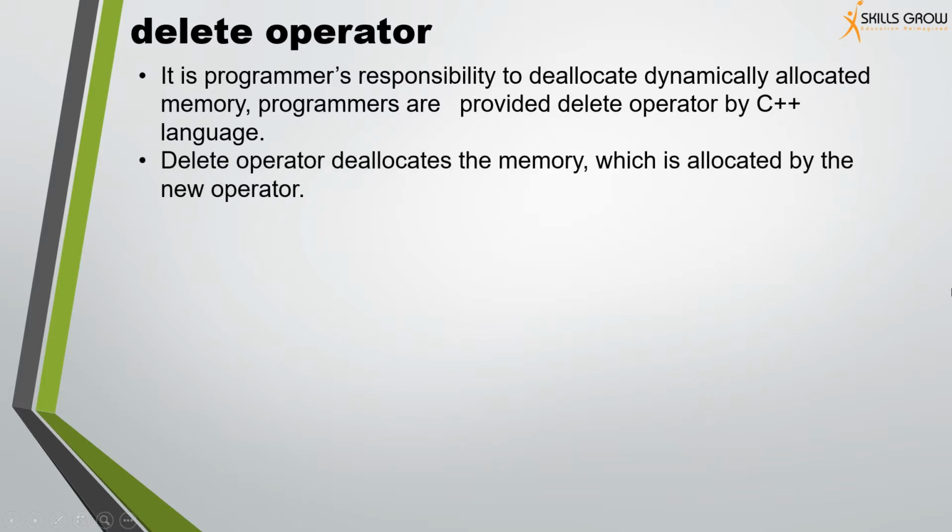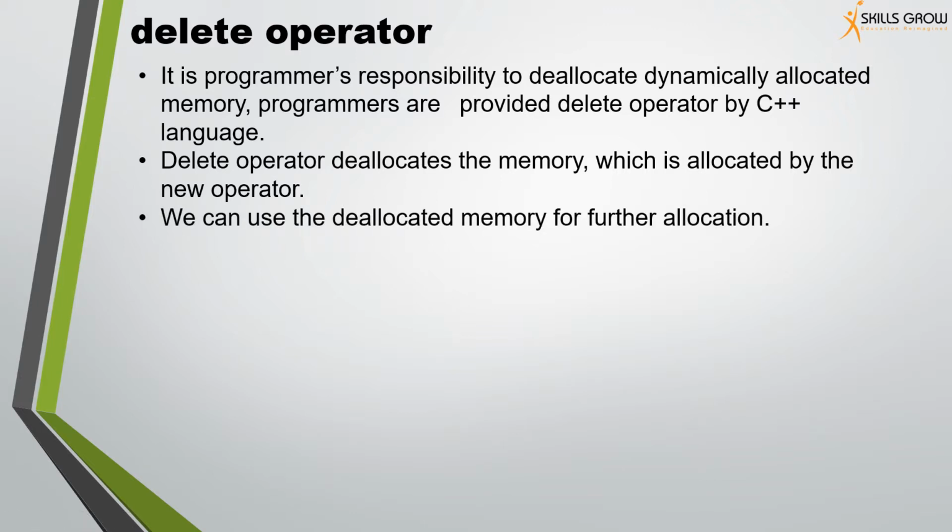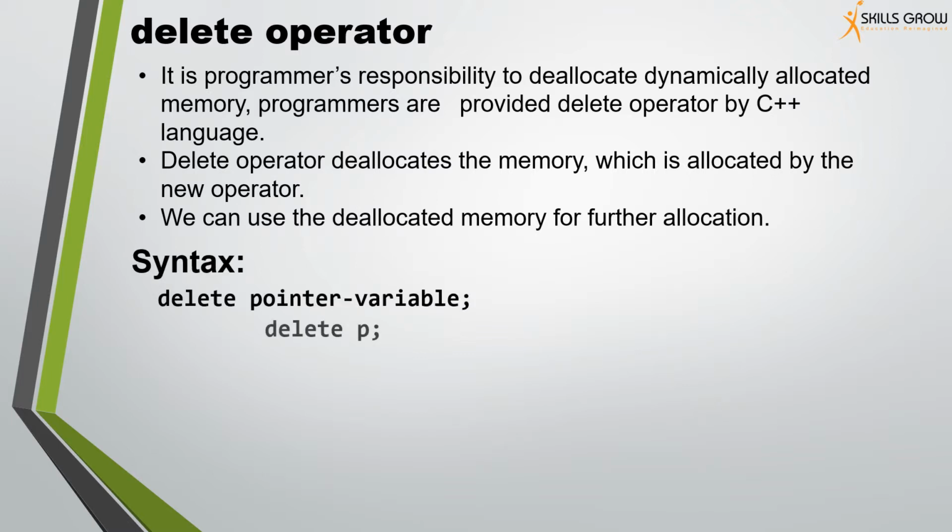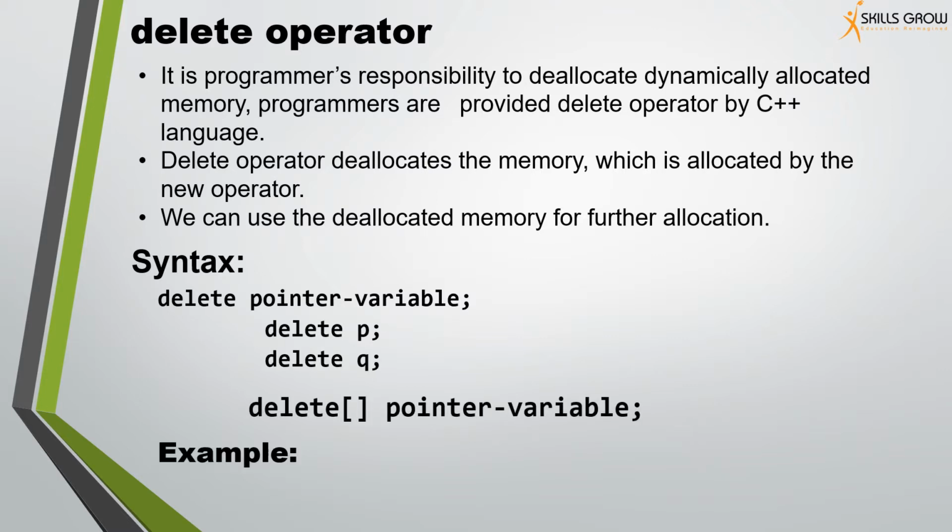The delete operator deallocates the memory which is allocated by the new operator. We can use deallocated memory for further allocation. Here is the syntax. Here, pointer variable is the pointer that points to the data object created by new. For example, to free the dynamically allocated array pointed by the pointer variable, use the following form of delete. It releases the block of memory pointed by the pointer variable.